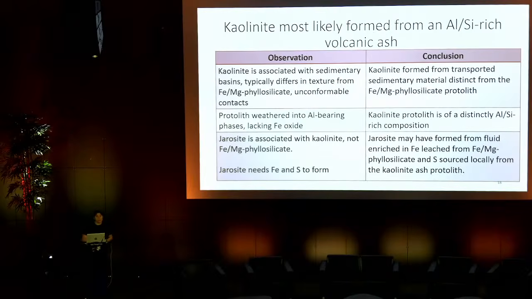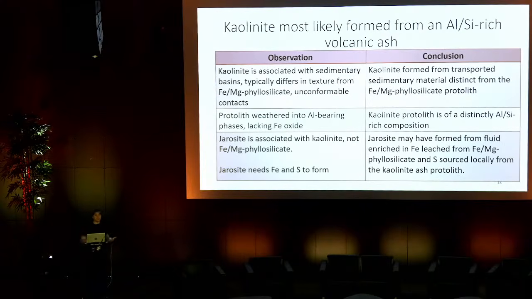And this suggests that kaolinite formed from some kind of transported sedimentary material that was distinct from the iron magnesium phyllosilicate protolith. This kaolinite protolith weathered into aluminum-bearing phases, with the exception of jarosite, which I'll get to, lacking iron oxide, which could suggest that the kaolinite protolith is of a distinctly aluminous or siliceous composition. Also, jarosite is associated with kaolinite, not the iron magnesium phyllosilicate.